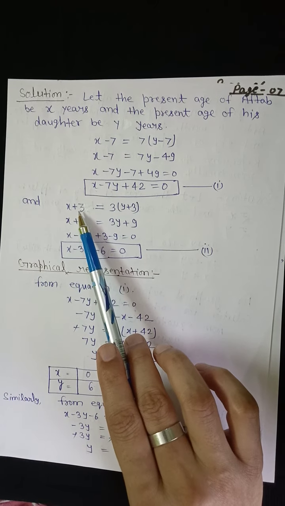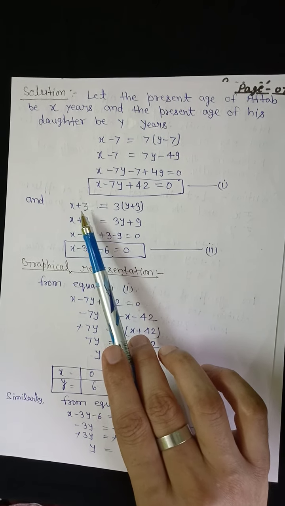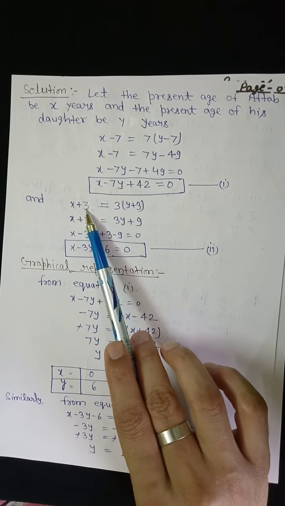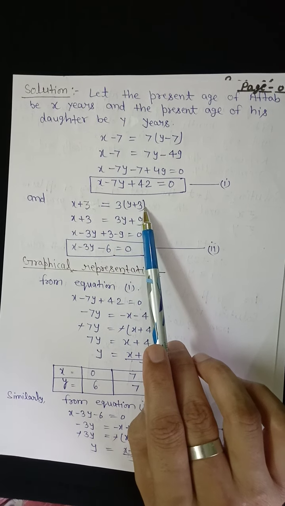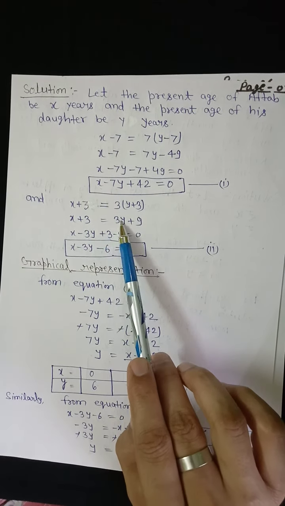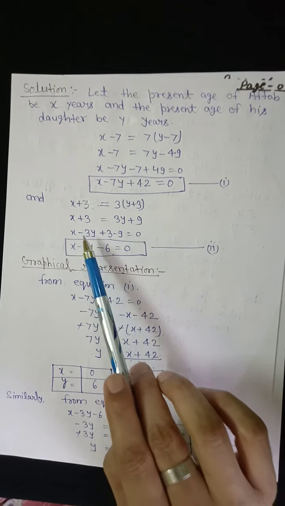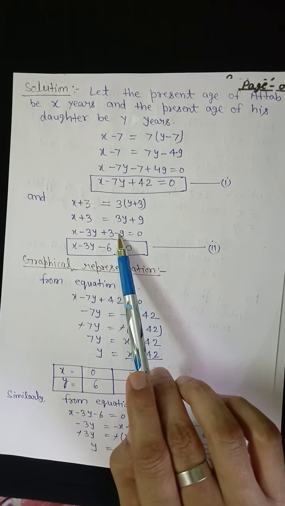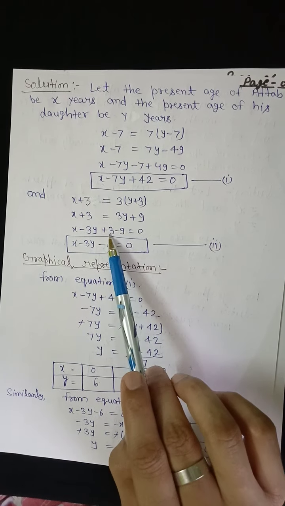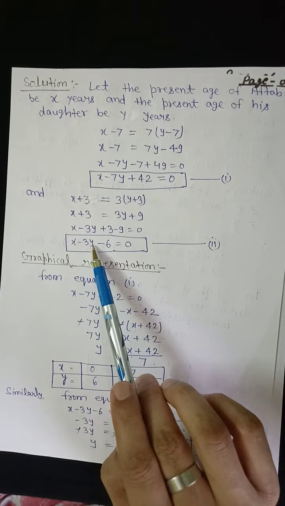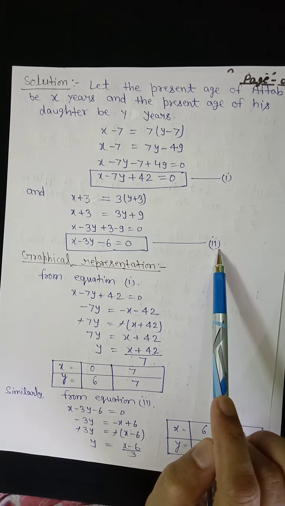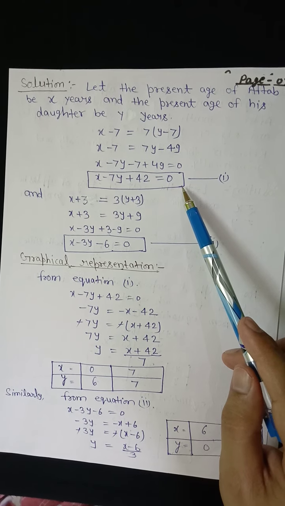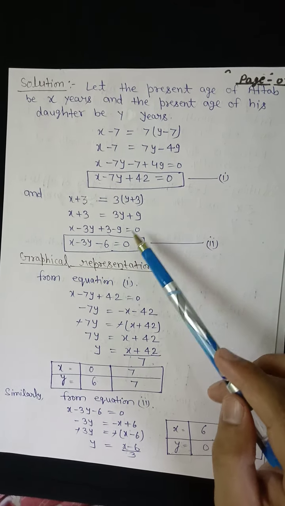And the second condition, after 3 years, Aftab's age will be 3 times his daughter's age. Therefore x plus 3 equal to 3 into y plus 3. Now x plus 3 equal to 3y plus 9. Therefore x minus 3y plus 3 minus 9, that is 3 minus 9 equal to minus 6. Hence x minus 3y minus 6 equal to 0. It is the second equation. It is the algebraic form of this situation.